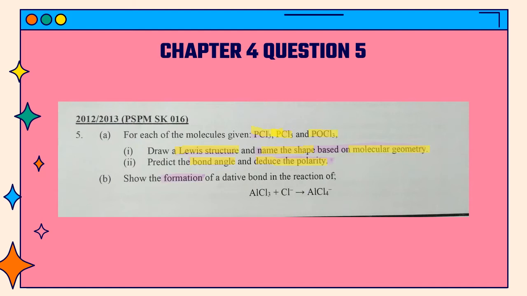Question B. Show the formation of a dative bond in the reaction of AlCl3 plus Cl negative 1, and the product is AlCl4 negative 1. So let me show you how to answer this question.